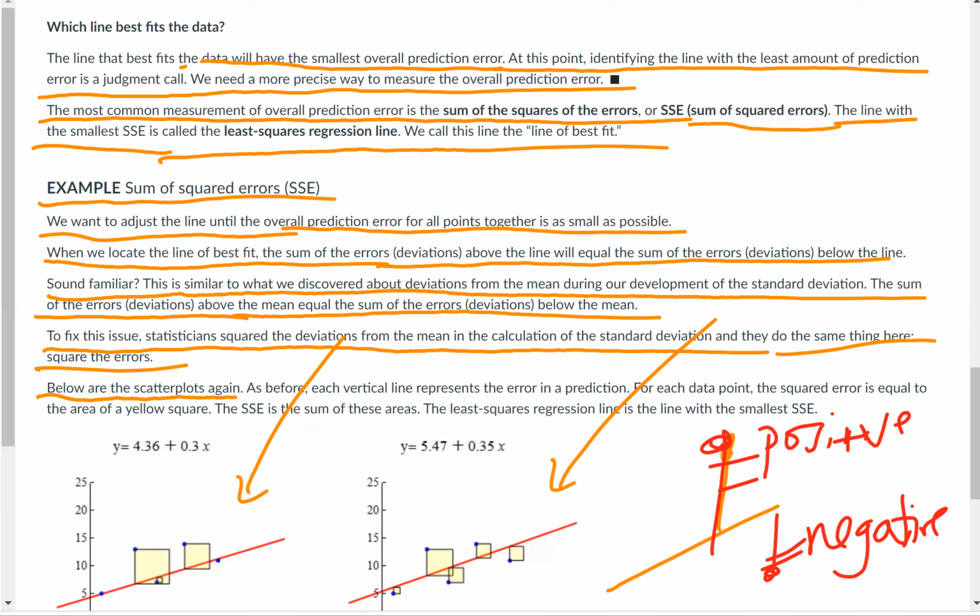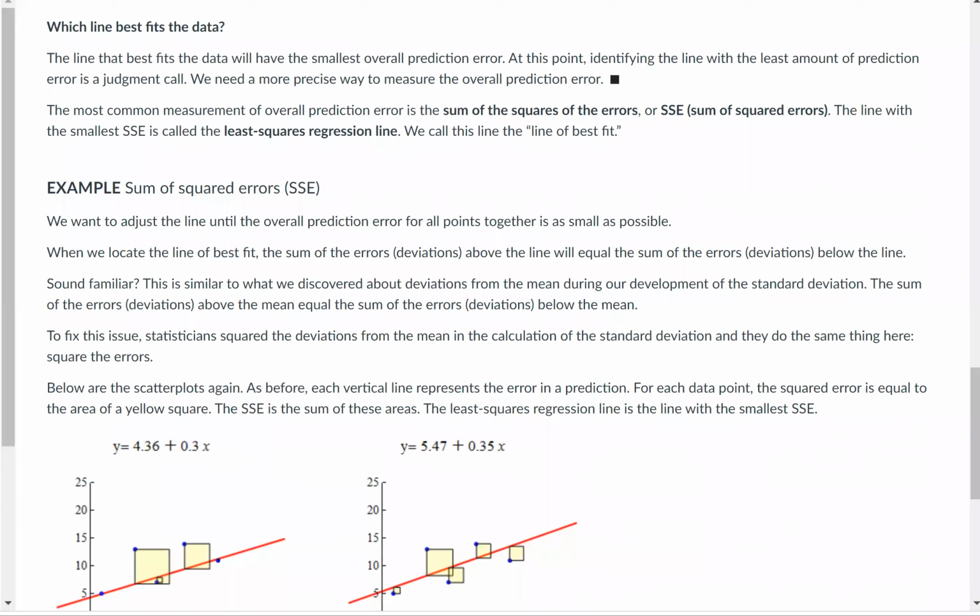Now below are the scatter plots. As before, each vertical line represents the error in a prediction. For each data point, the squared error is equal to the area in the yellow square. The SSE, or sum of squares of the errors, is the sum of these areas. The least squares regression line is the line with the smallest SSE. Now let's scroll down and look at those.